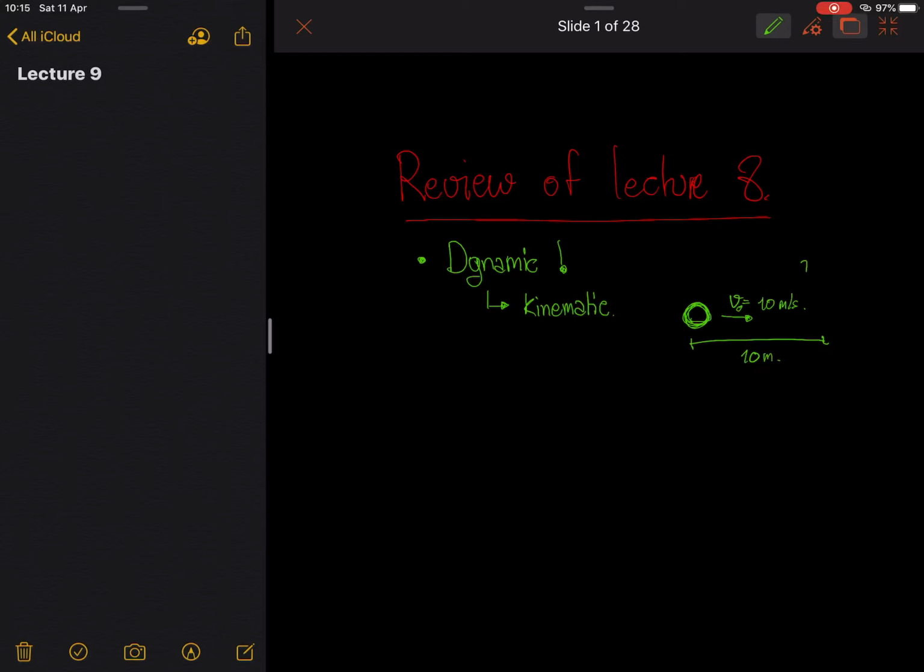And then you ask about the 10 meters. If the acceleration is 0, then when does this ball arrive at the final position? But this is not related to force, to mass or anything. So this is what we learned last time. We already finished this, and in this lecture we will learn about kinetics.